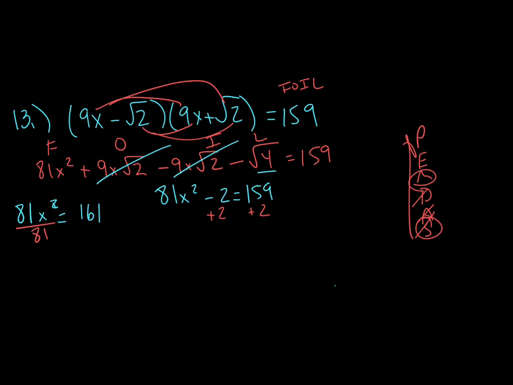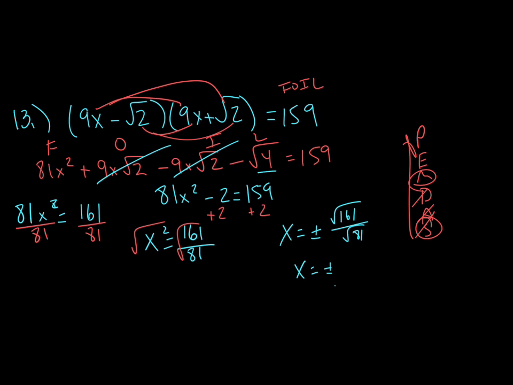Now I'm going to divide both sides by 81 because that's how I get rid of the multiplication. And guys, even though it's a messy fraction, just leave it as a fraction. I'm just going to leave it as 161 all over 81. I'm not going to try to simplify it or anything like that because I still have work to do. So I'm going to square root both sides. I end up with x equals plus or minus square root of 161 all over the square root of 81. This one actually works out really nicely because 81 is perfect. So the best answer is going to be plus or minus the square root of 161 all over 9.